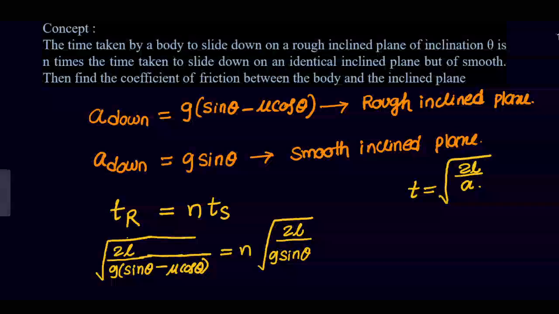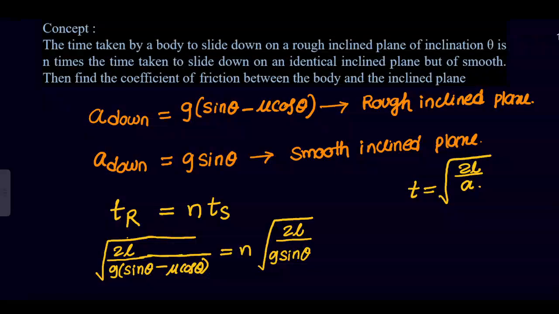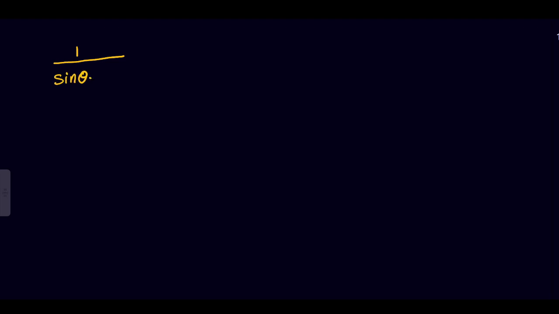Root 2L cancel, g also will get cancelled. And squaring on both sides, what will come here? 1 by sine theta minus mu cos theta, which is equal to 1 by n square into 1 by sine theta. Cross multiply, get the value of mu from this equation.